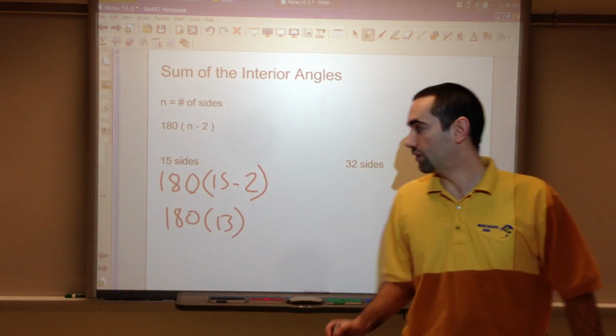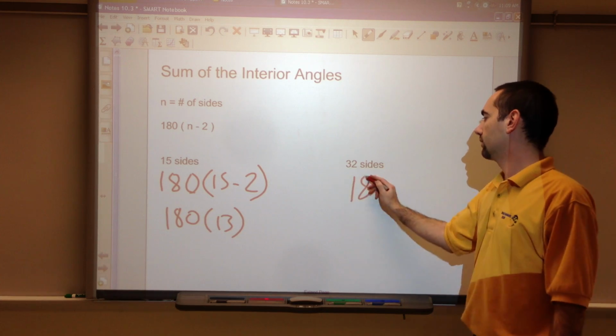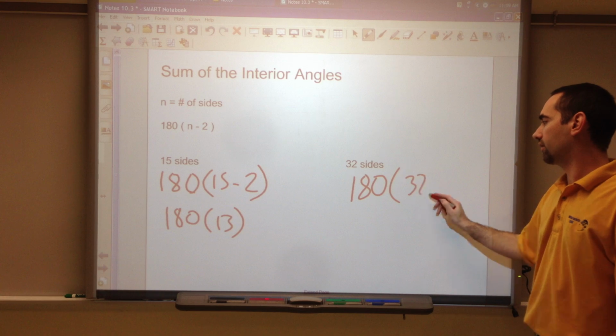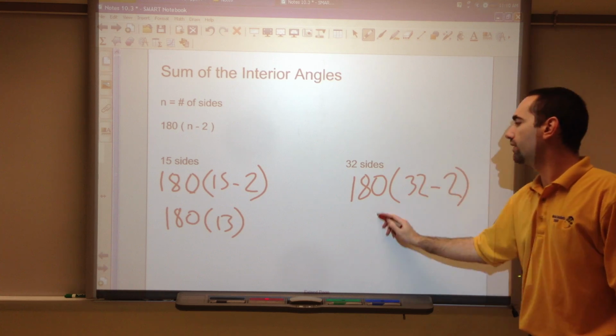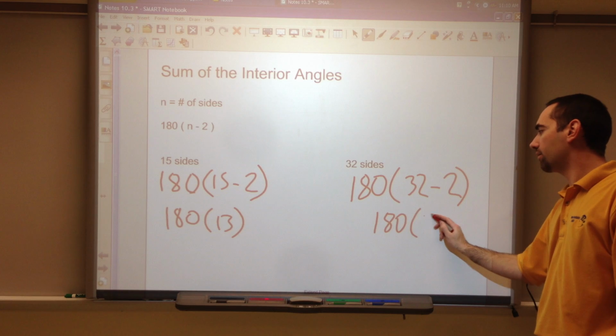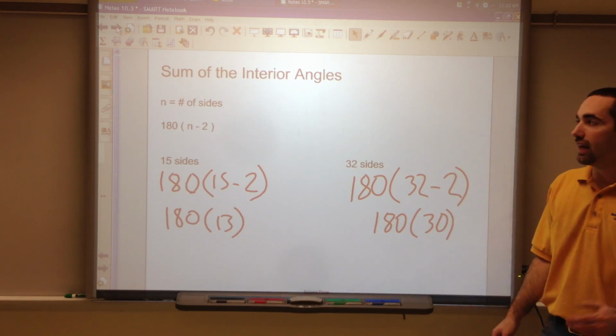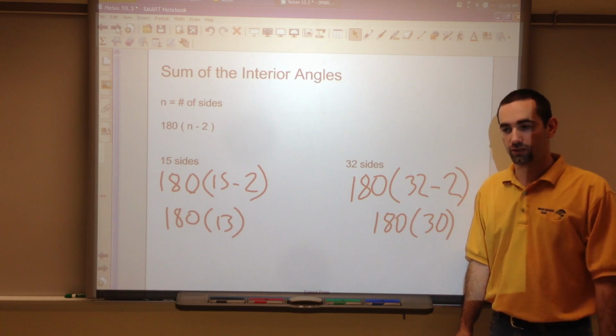Over here, do the same idea. It's 180, 32 sides, minus 2. So that's 180 times 30. That's how we find the sum of the interior angles.